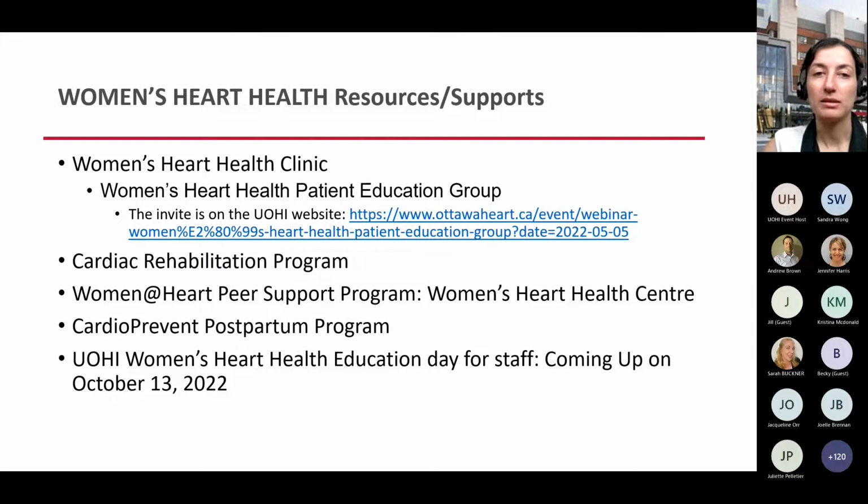And the information about the events are on the calendar, and I believe Sandra shared that link. She might be able to send another one as well, so everybody knows where to go to access those events for patients.